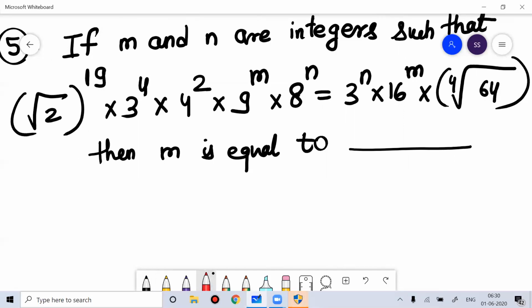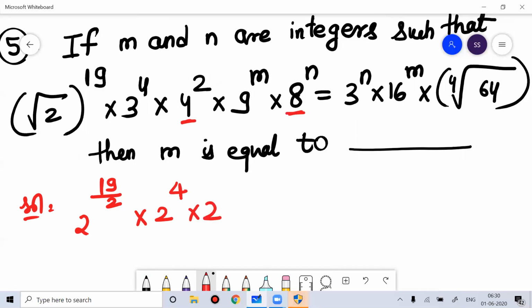Try to solve this equation. So let's solve this equation. So I can write this as 2 to the power 19 by 2 to the power 4. Okay. Then this would be 2 to the power 3n. Okay.